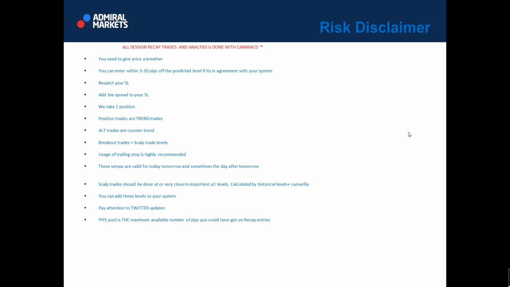All scalp trades are calculated by historical levels and Camarilla. So when I give you those scalping levels, they should definitely be done at those levels, or 1 or 2 pips close to those levels. You can add, of course, these levels to your system.